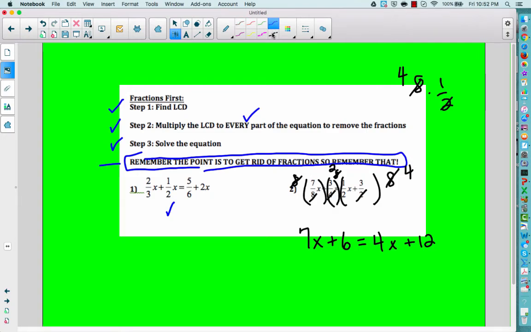Oh, looks so much better. So now I'm going to combine the like terms and isolate the variables. I'm going to bring the 4x to the other side by subtracting it. I'm going to subtract 6 from the other side. I'm balancing the equation. So I get 3x equals 6 and x equals 2.